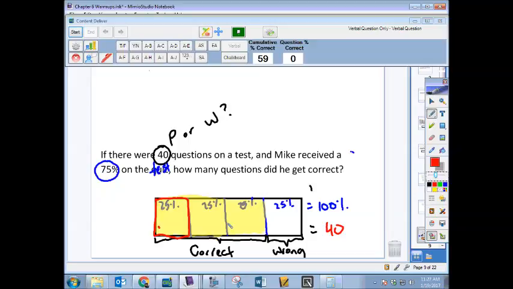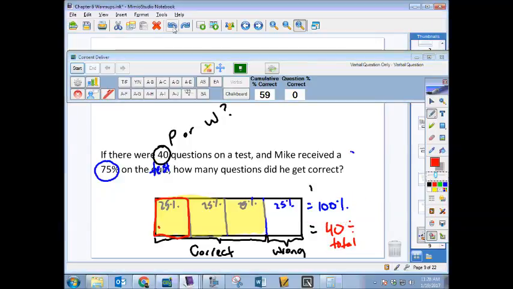So how are we going to figure that out, Dylan? By dividing 40 by 25. No. 40 is the whole, the total. It represents the entire strip. If Mike would have gotten 100%, he would have got 40 questions correct. So we are going to take 40 and divide it by 4.